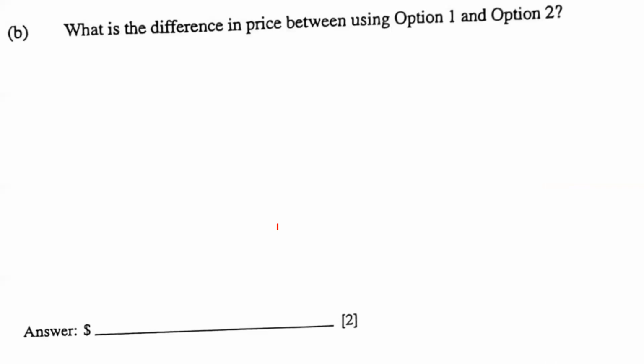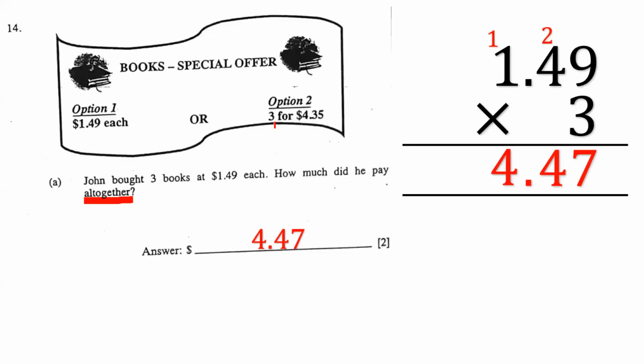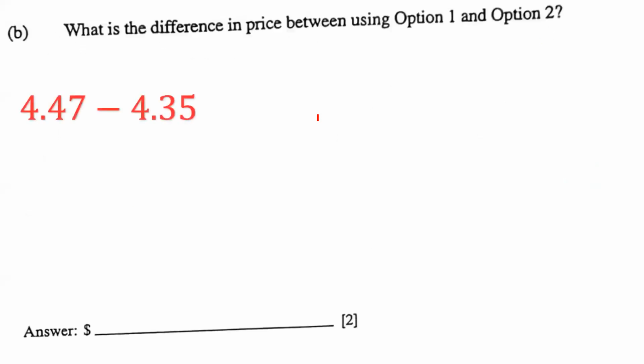Here it says, what is the difference in price between using option 1 and option 2? So we want the difference in price between option 1 and option 2. Okay, so how are we going to find the difference? Difference means subtract. And so we have to subtract $4.47 minus the first one. Remember they said in a question, 3 books for $4.35. That was option 2. And so we have to subtract these two.